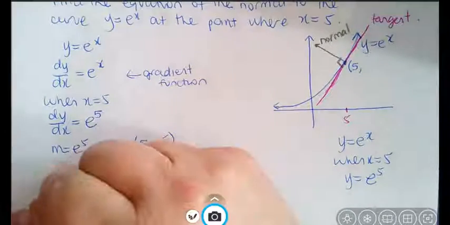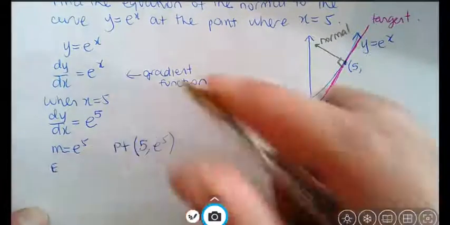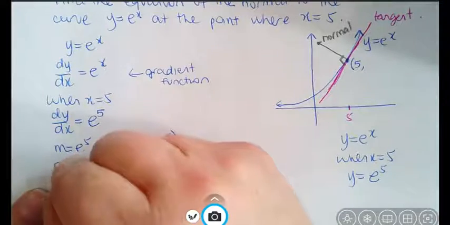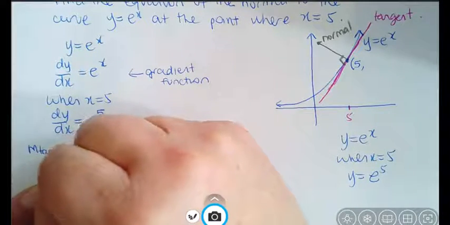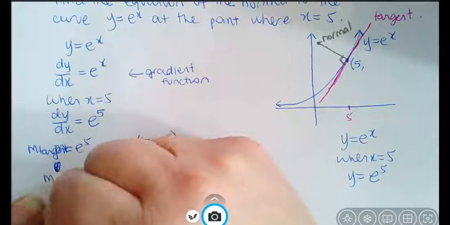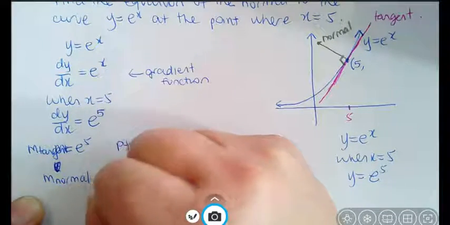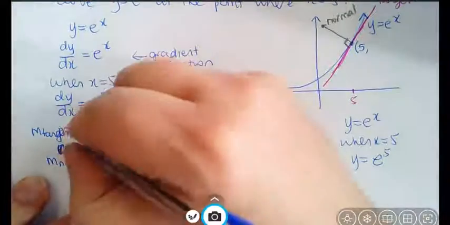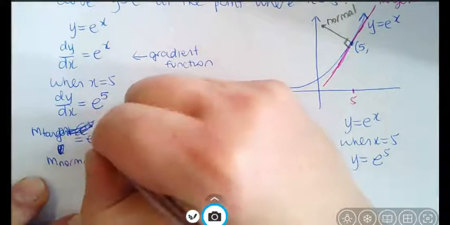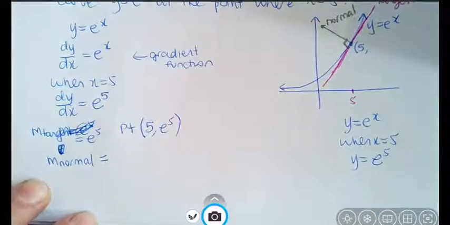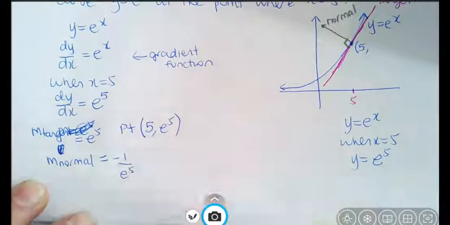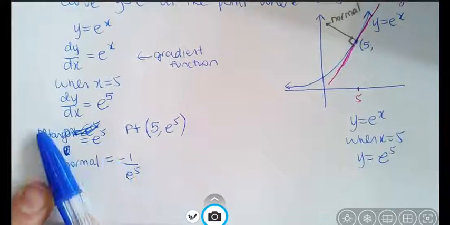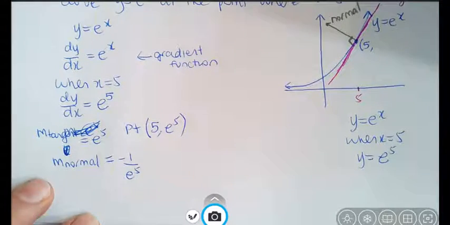All right, wait. So, equation of... oh, wait, I've made a mistake. What do I have to do? That's the gradient of the tangent. So the gradient of the normal is what? Sorry, that's really messy. Gradient of the tangent is e to the 5. What's the gradient of the normal? Negative 1 over e to the 5. Sorry. So that says gradient of tangent.